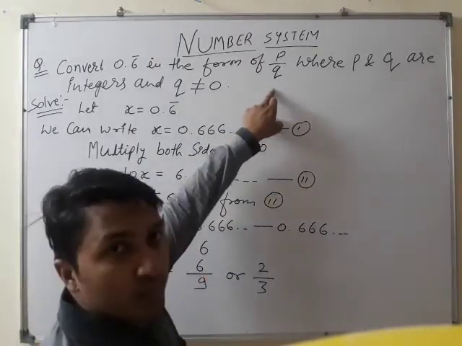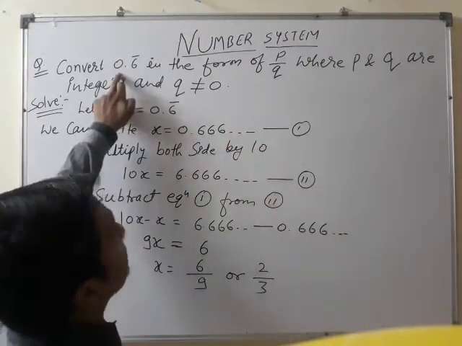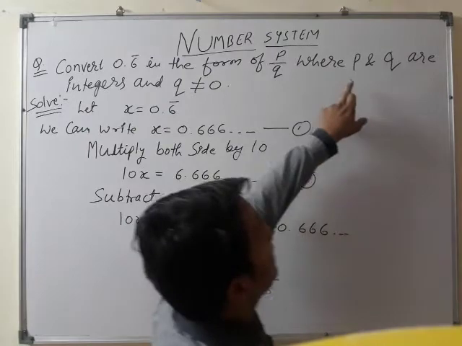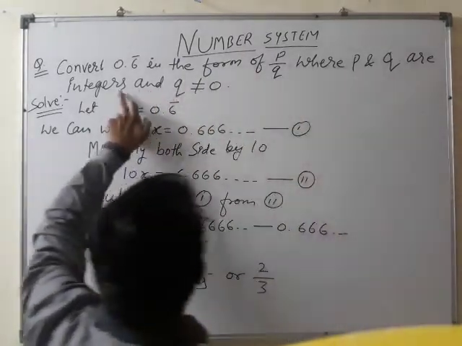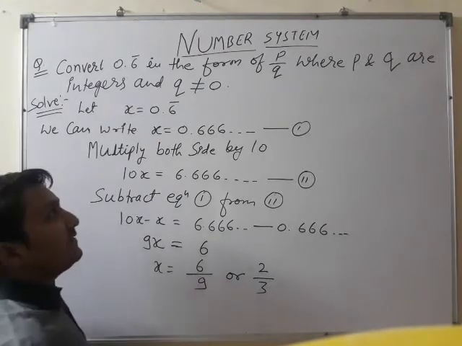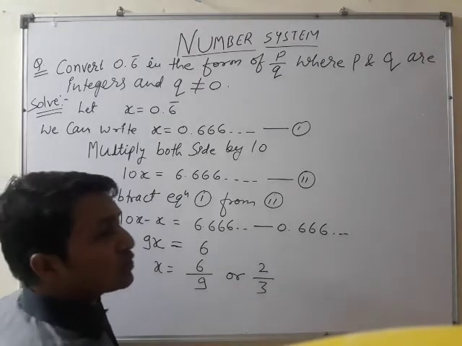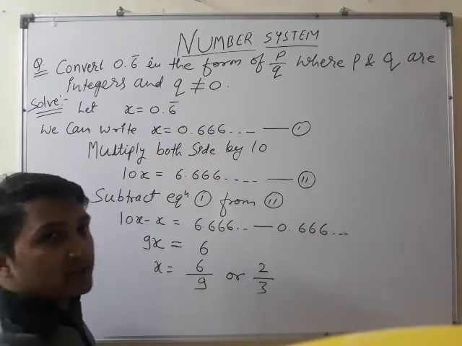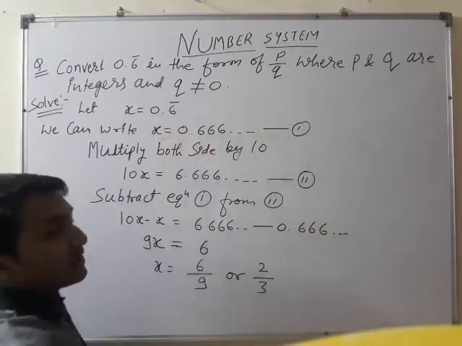p upon q, where p and q are integers and q is not equal to 0. Or simply we can say that our next question is to convert a non-terminating decimal expansion in the form of a rational number.